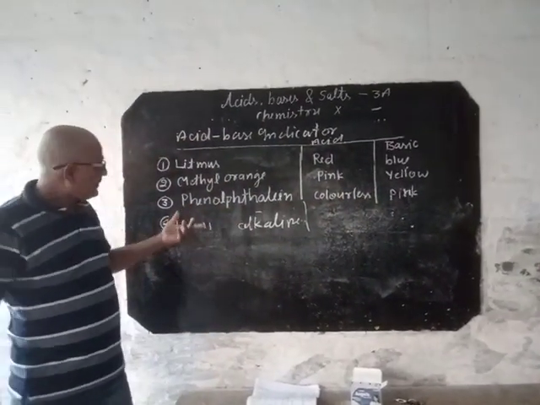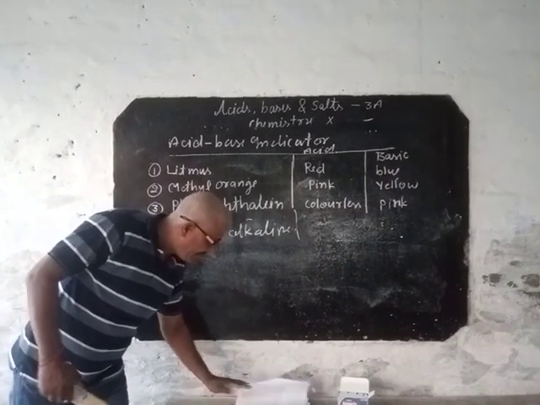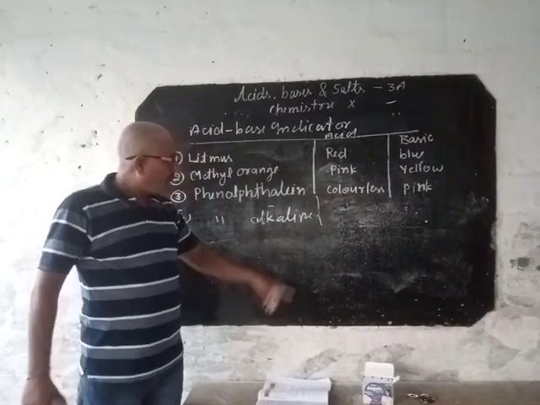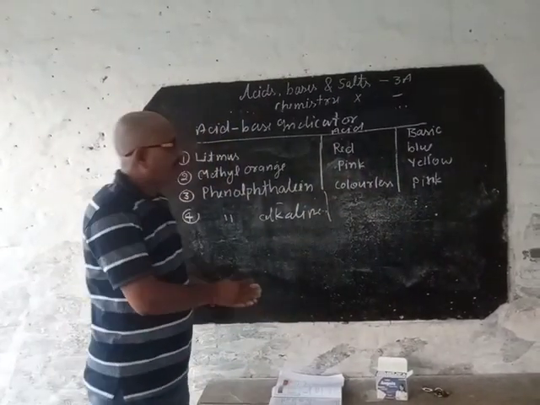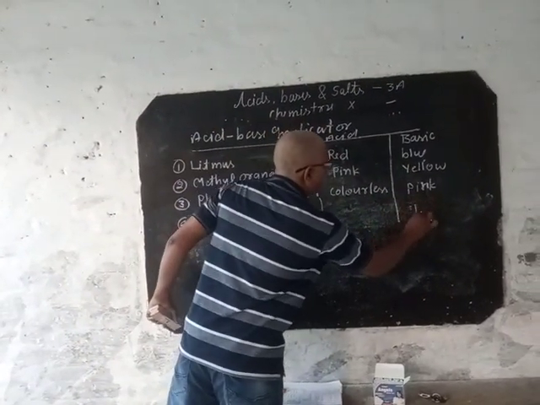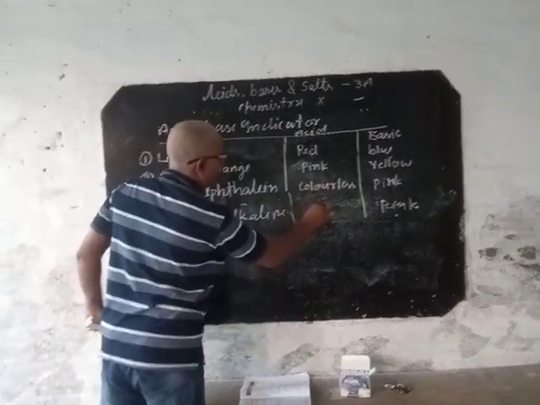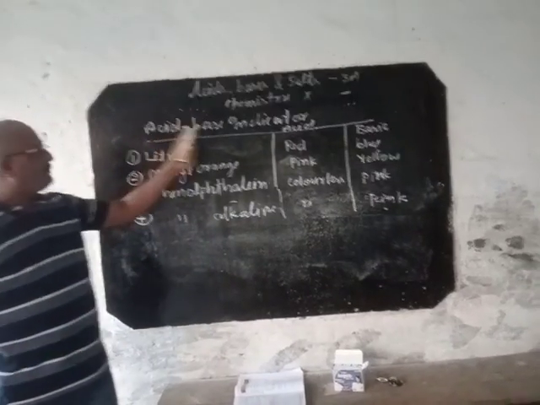In acidic medium it will be colorless, whereas in basic medium it will be pink color. That is the acid-base indicators.